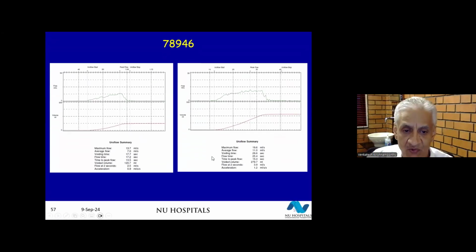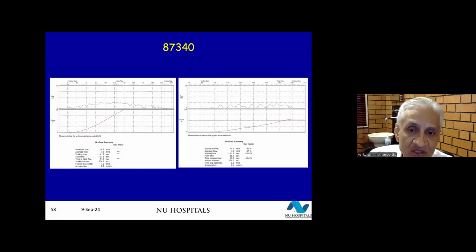Again, 120 ml here, 280 over here. If you look at that, there isn't, as I told you, the initial part of the graph and the terminal part more or less have similar patterns. So it doesn't change too much unless this is at extremes of bladder function, which I will show you later.